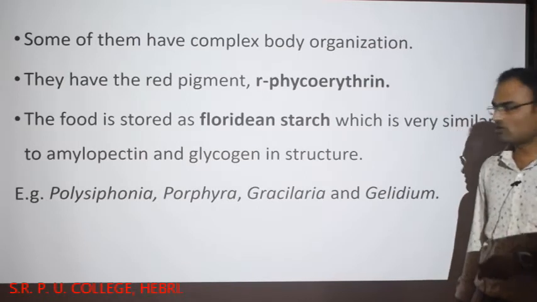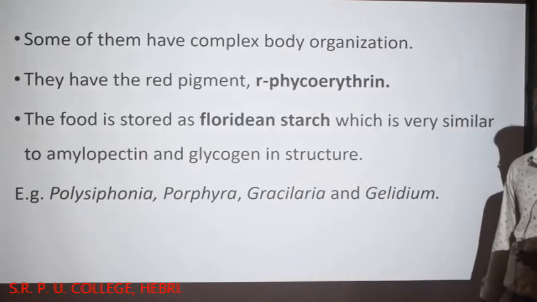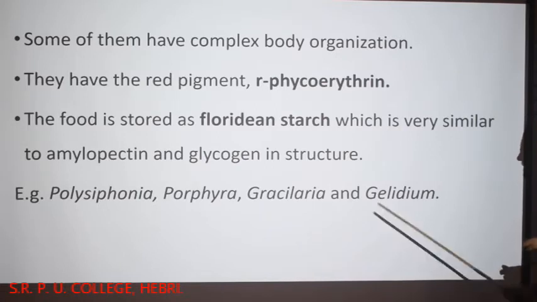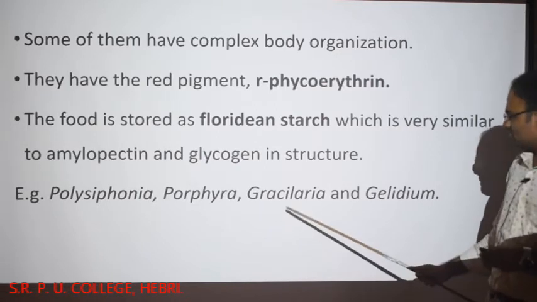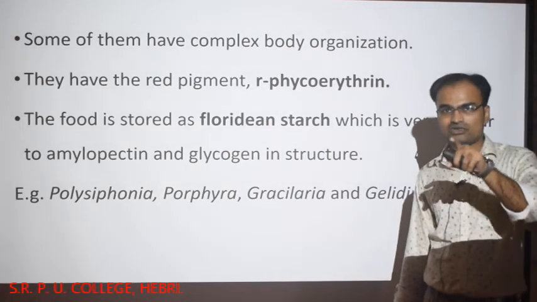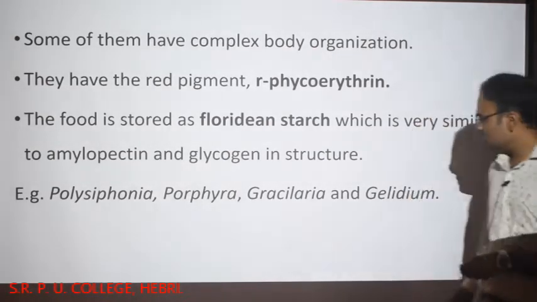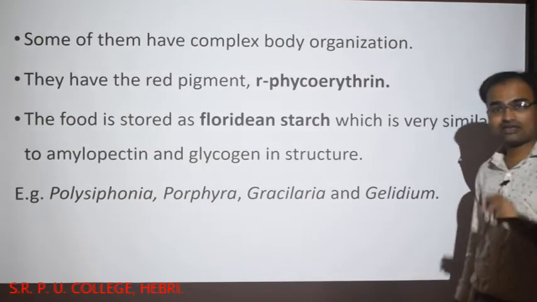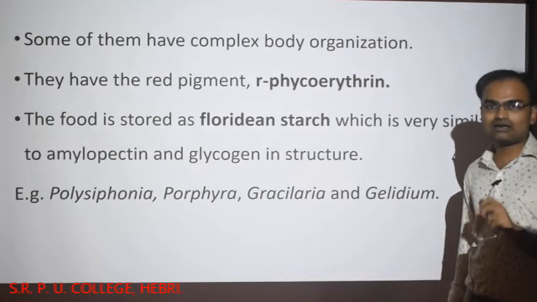Okay, sugar plus alcohol. Examples: Polysiphonia, Porphyra, Gracilaria and Gelidium. So here the Gracilaria and Gelidium, these two names we heard in the last class, during the study of benefits of the algae. Those two are the source of an important product called agar.